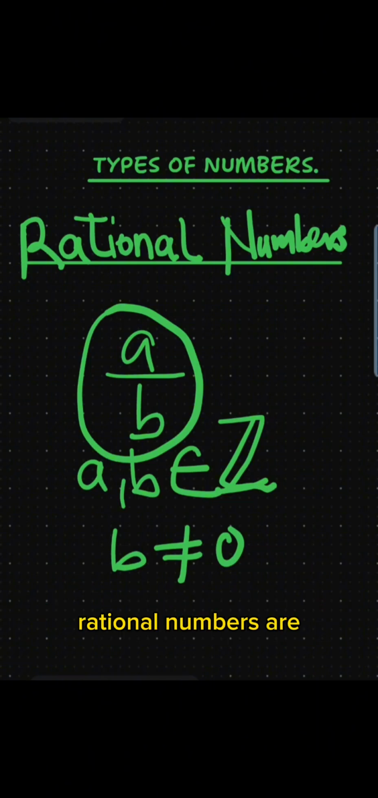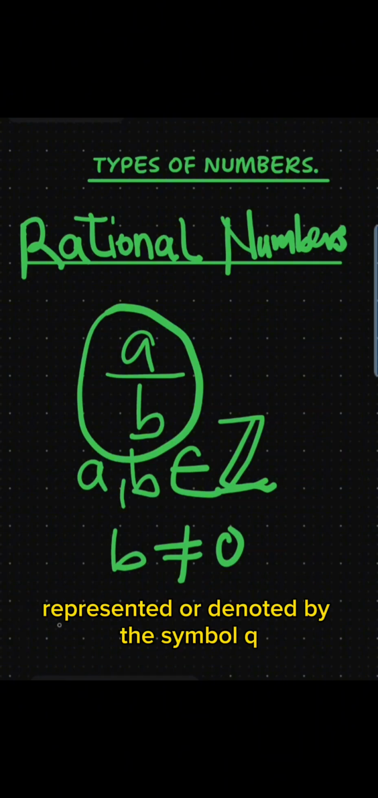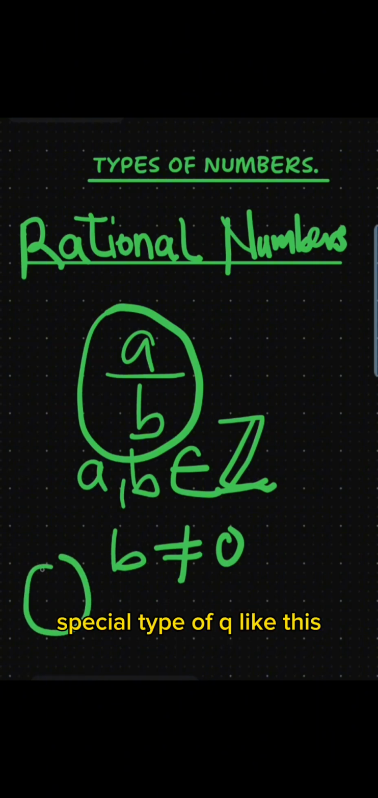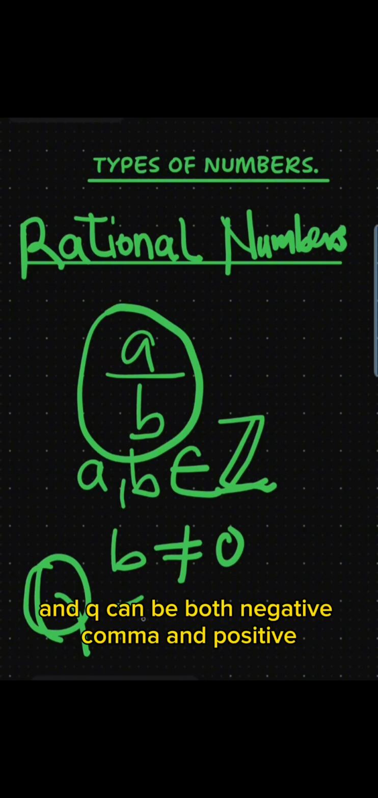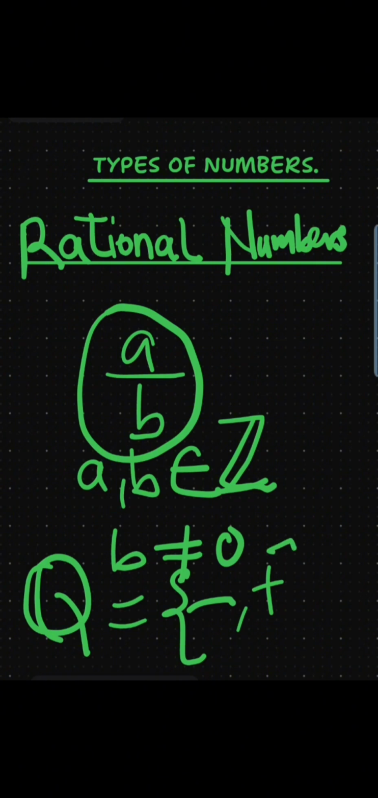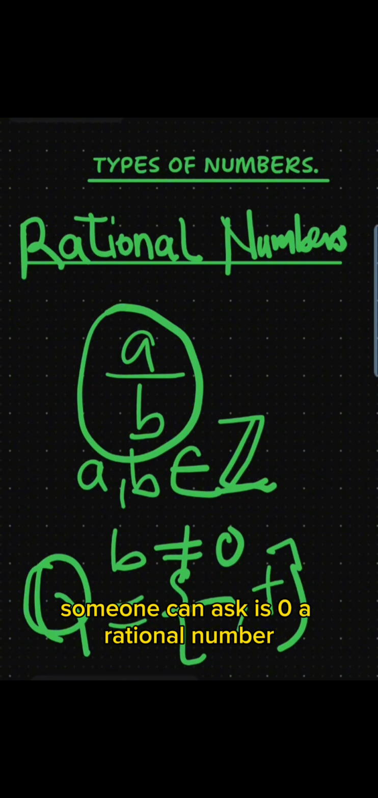Rational numbers are represented or denoted by the symbol Q, a special type of Q like this. So this is the set of rational numbers, and Q can be both negative and positive. Is that okay? So someone can ask, is 0 a rational number?